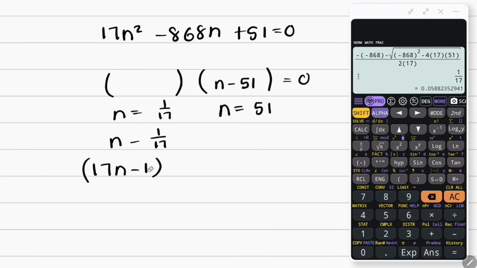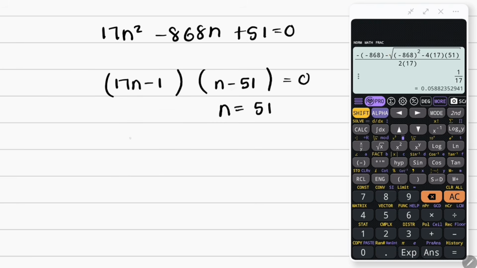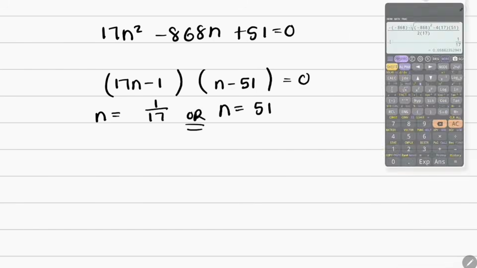And that's how you were able to equate this to 0 and get it to look like that. So this is 17n minus 1. Okay, so there we go. Those are our factors. And we can just tell them here, n is equal to 1 over 17. Okay, so here we go.